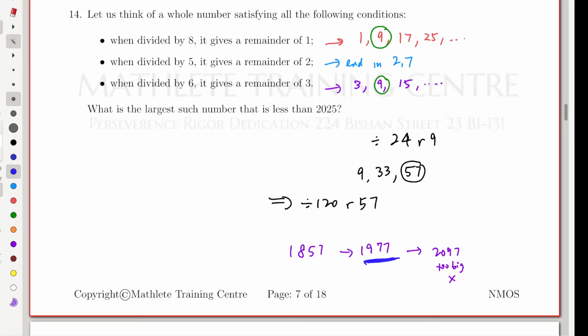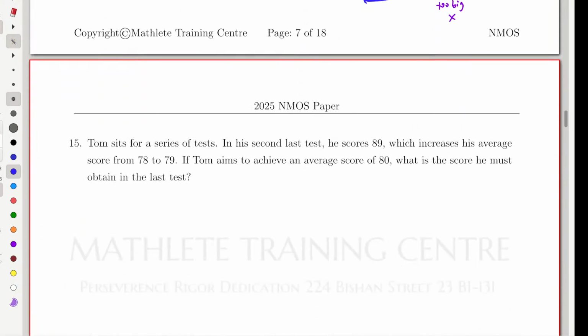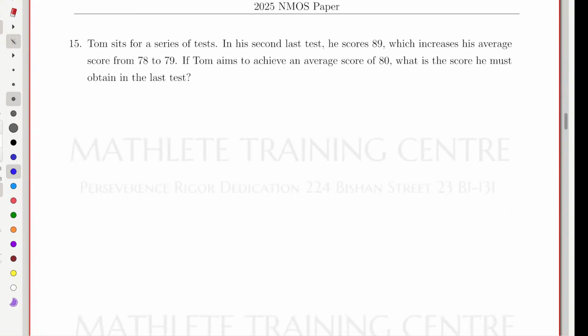Okay, let's move on to the next question. Question 15. Tom sits for a series of tests. In his second last test, he scores 89, which increases his average score from 78 to 79. If Tom aims to achieve an average score of 80, what is the score he must obtain in the last test?